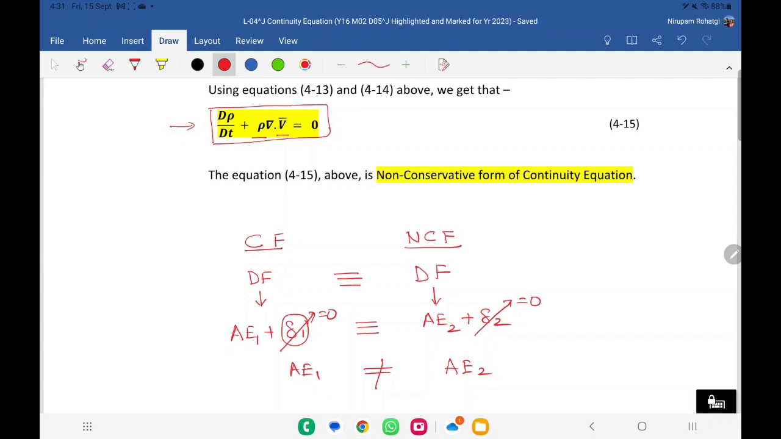So in a limiting case, both are equal. If I want to write it, delta x, comma, delta y, comma, delta z, comma, delta t, if all these are approaching 0, then AE1 is equal to AE2. But obviously we cannot have an infinitesimally small element. That is a limit. So the error will always be there between the two. So this is how the two equations are different.